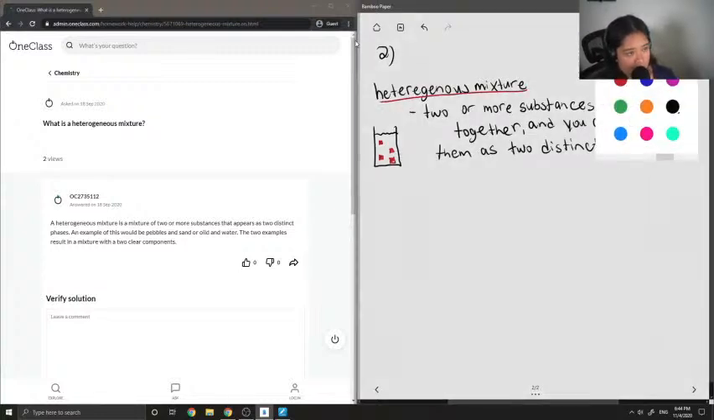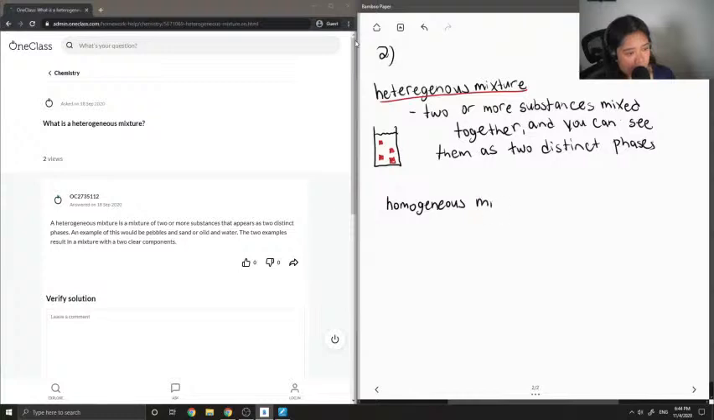So the opposite of a heterogeneous mixture would be a homogeneous mixture. This is when you have 2 or more substances mixed together. And as you can expect, since it's the opposite of heterogeneous, the composition is uniform.